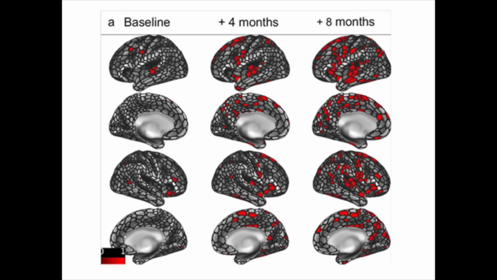4 months later, it spreads. You have more of these red tiles that are abnormally thin. So the motor cortex gets progressively involved, then the anterior cingulate and dorsolateral prefrontal cortex, and 8 months into it, the temporal lobe, the insula, and the entire motor cortex are affected. There's some occipital lobe involvement. So this is what we can do at this individual, single-patient level.